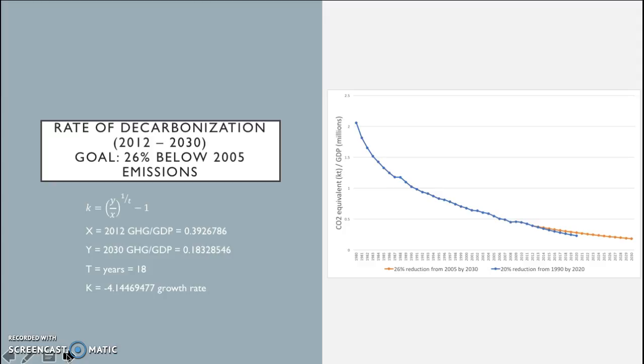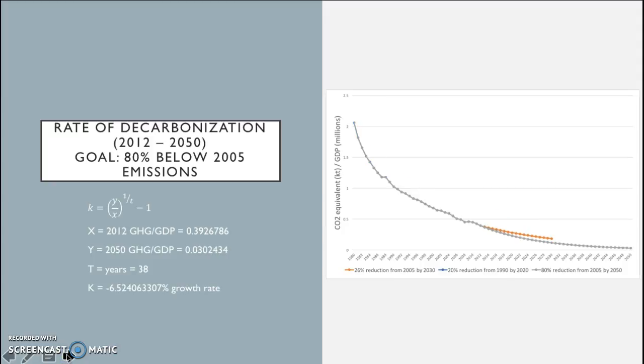So similar to what we've already seen, and not taking that little turn that the 20% reduction from 1990 by 2020 takes.